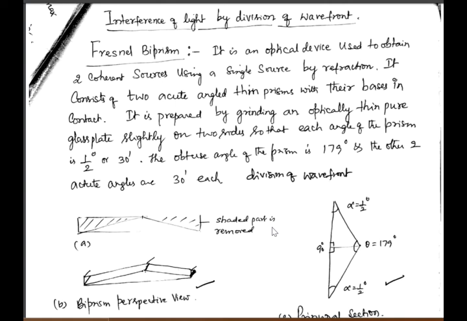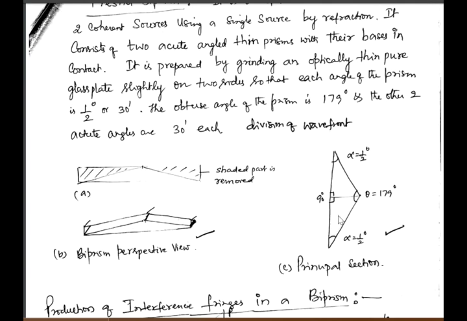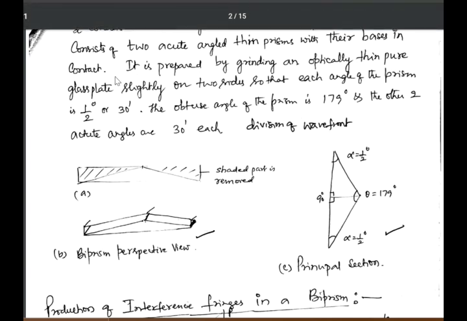It consists of two acute angled thin prisms with their bases in contact. It is prepared by grinding an optically thin pure glass plate slightly on the two sides so that each angle of the prism is just half a degree or 30 minutes. The obtuse angle of the prism is about 179 degrees and the other two acute angles are 30 minutes each, that means half a degree each. So this is how division of wavefront we can study in the case of a biprism.